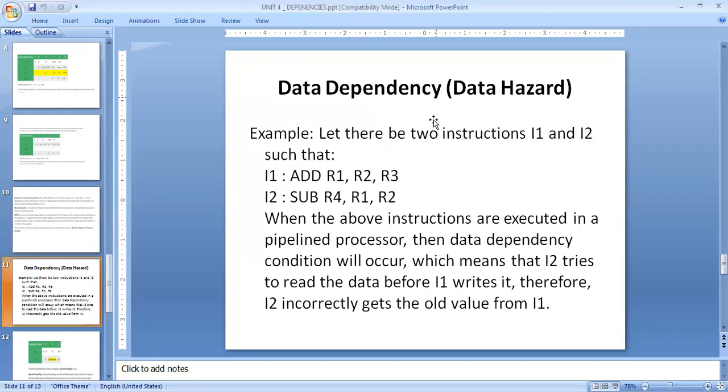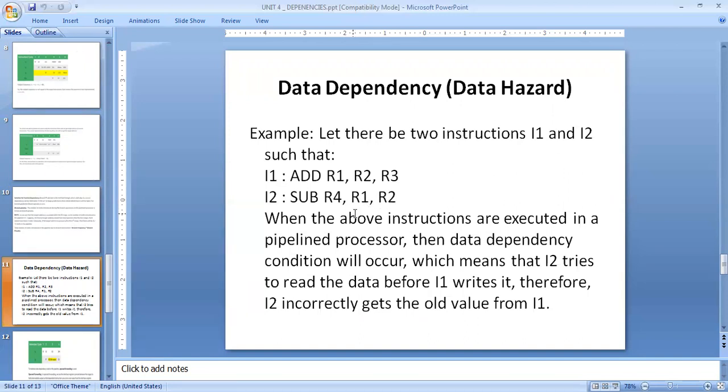Next, we're going to see about data dependencies, which lead to data hazards. Consider this statement, instruction 1 and instruction 2 here. In this case, instruction 1 performs ADD with registers R1, R2 and R3. Similarly, instruction 2 performs subtraction with R4, R1 and R2. That means addition and subtraction are performed. But R1 is written in instruction 1 and R2 is used in instruction 1. Similarly, R2 is used here, and R1 is also used here.